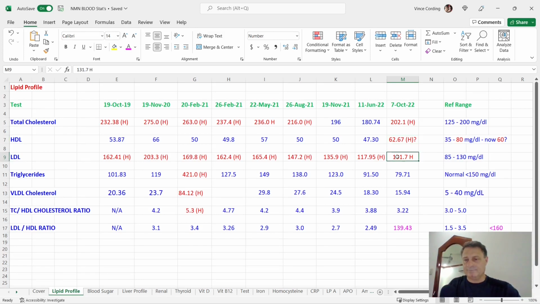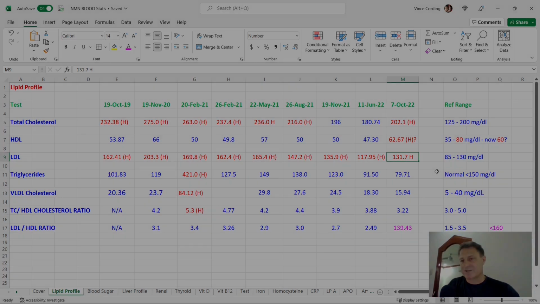LDL, which the uninitiated call the bad cholesterol, mine is 131. The upper range is 130, so I'm only 1.7 over, so not really that much to worry about. And again, I don't worry that much. Talking about LDL cholesterol, I'm going to play a clip now by Sean Baker, who talks about a very large study that took place in Korea and looked at the optimal range for LDL cholesterol.